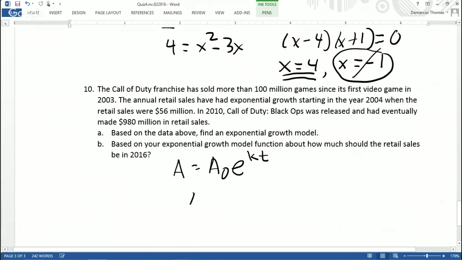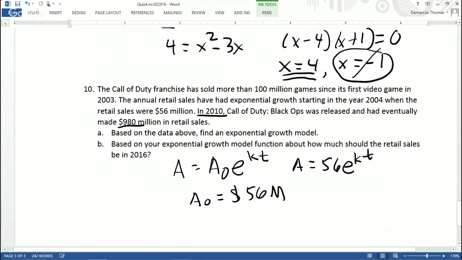So basically A sub naught is going to be the 56 million. And our units can be in millions. And so I'm going to use that 56 e to the kt. The next thing we have to find is k. And we need to use the fact that in 2010, the data point that we have here, that in 2010, the retail sales was 980 million. And so we need to plug this in.